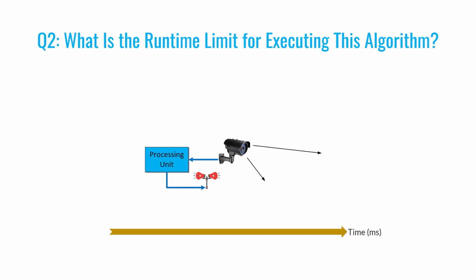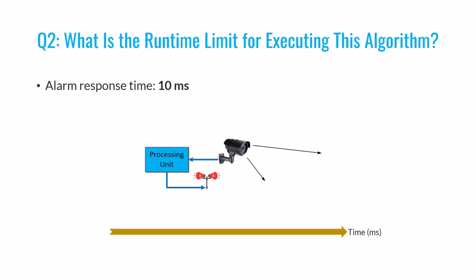What is the runtime limit for executing this algorithm? Answering this question can be a bit tricky and requires careful consideration. To understand the answer, we need to focus on our specific problem. Our problem is that when a moving object enters the camera's view, an alarm must go off in less than 10 milliseconds. We need to figure out how much time we have available to run the motion detection algorithm in order to meet the 10 millisecond response time requirement.